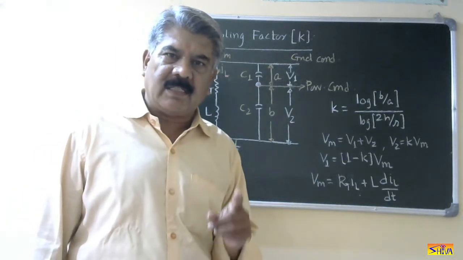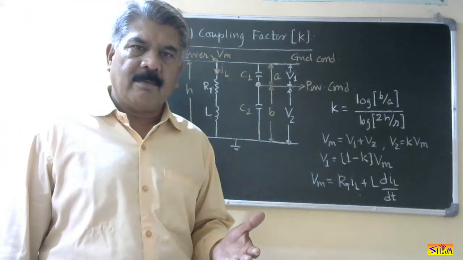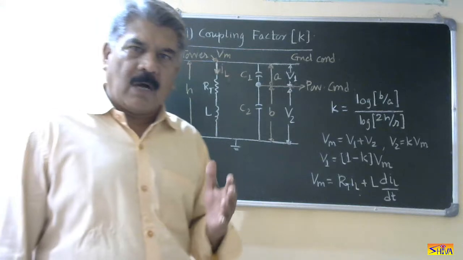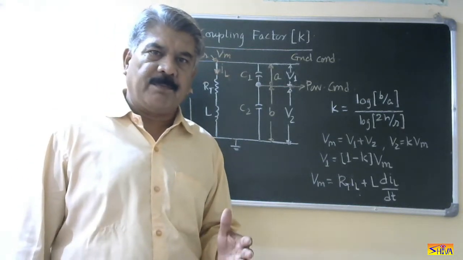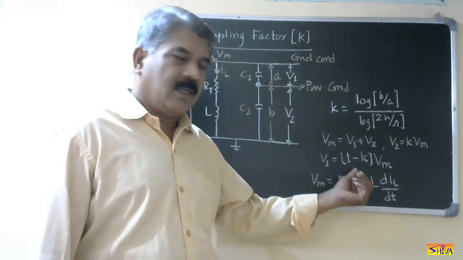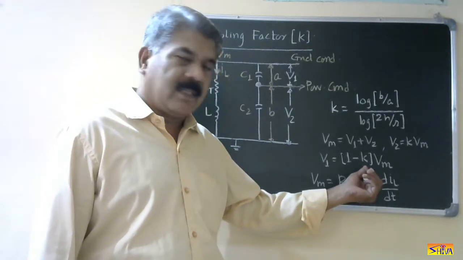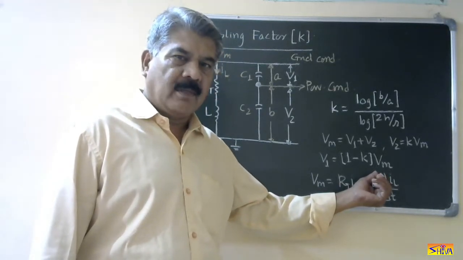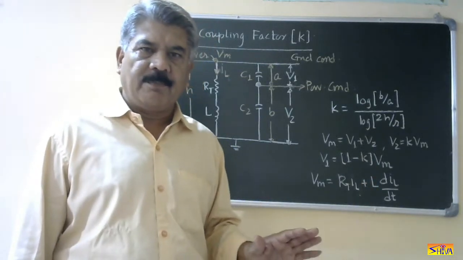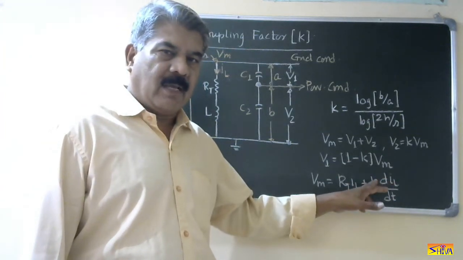Now this V1 is responsible for the back flashover. If V1 is large, probability of back flashover will be more. So in order to avoid the probability of back flashover, we have to reduce V1. Now look at this equation: V1 is (1 minus K) into Vm. So V1 can be reduced either by increasing K or by reducing Vm. Now K is decided by the mechanical considerations, so from electrical point of view, we cannot do anything with that K. The only thing we can do is with Vm.